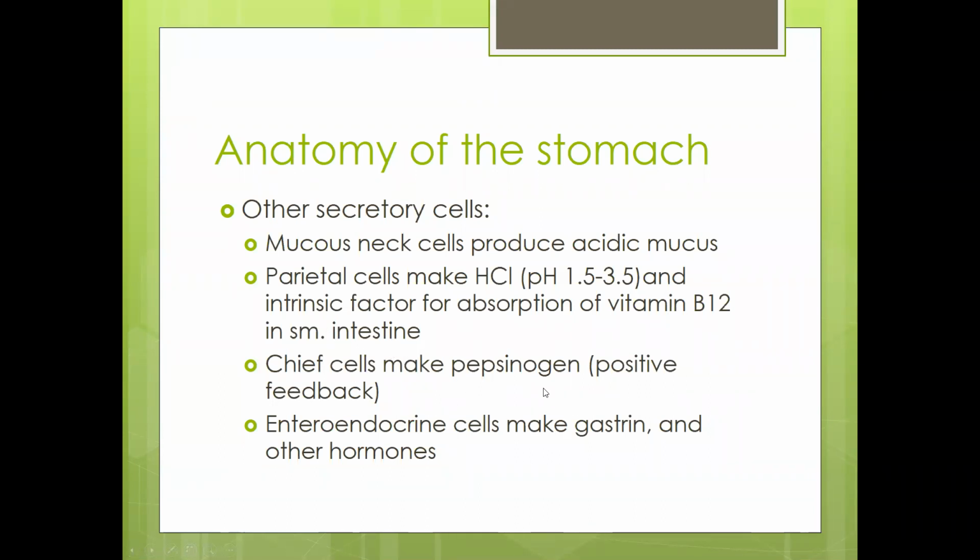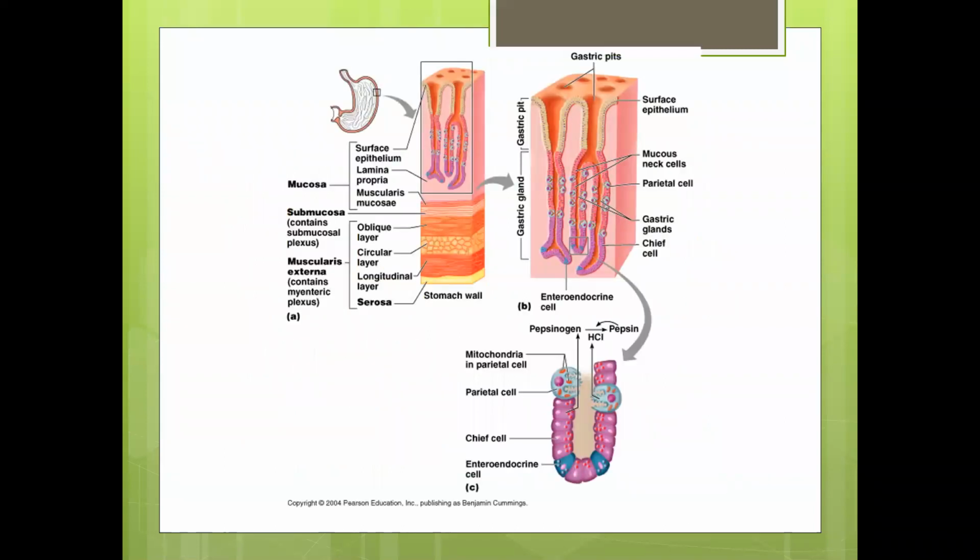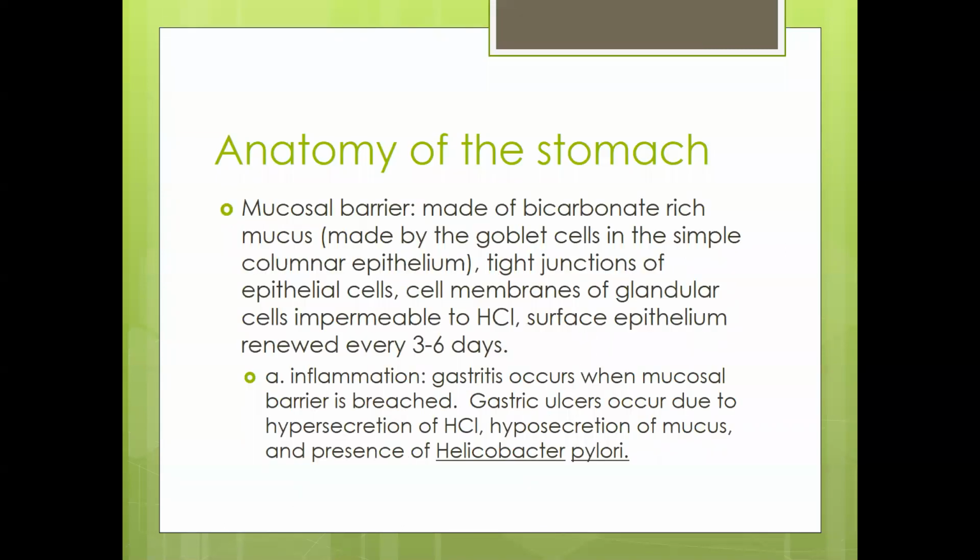Okay, so chief cells make pepsinogen, and then enteroendocrine cells make gastrin. We're not going to worry about the other hormones right now because the stomach's just going to make the gastrin, but later on we'll look at other hormones that enteroendocrine cells make. Okay, so just two more things about the stomach. The mucosal barrier, like I mentioned just before, is made of bicarbonate-rich mucus, so alkaline mucus made by the goblet cells in the simple columnar epithelium.